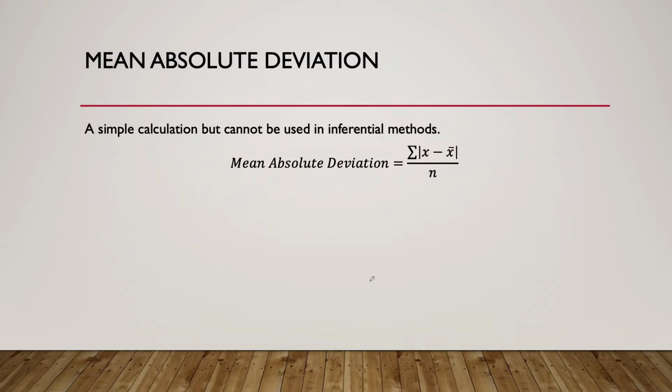The mean absolute deviation is a simple calculation. It's not used in inferential methods and is rarely, if ever, seen. But the mean absolute deviation is the sum of the absolute values of all the deviations about the mean, so it's never negative, divided by the sample size n.